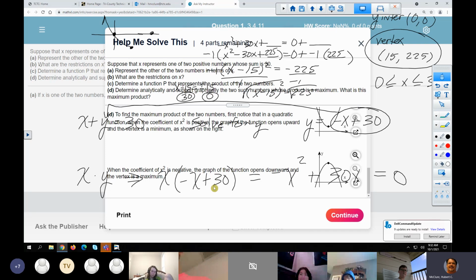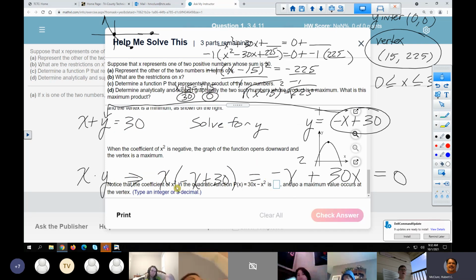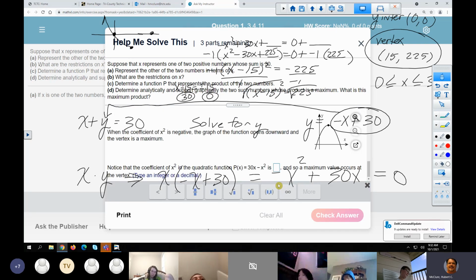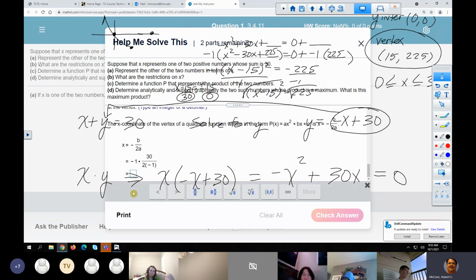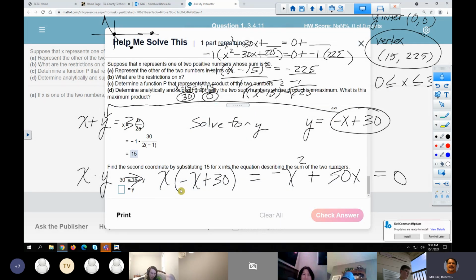Well, continue. -1 means it goes down. Notice the coefficient of x squared in the quadratic is -1. So that means it's opening downward. And the vertex, I got 15 and 225. So the x would be 15. And 225.